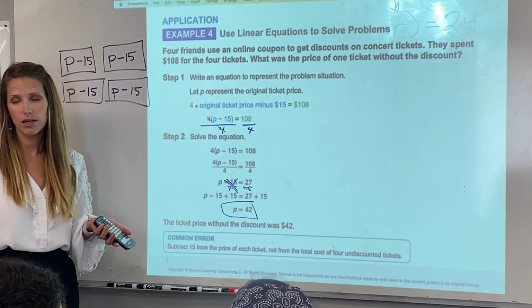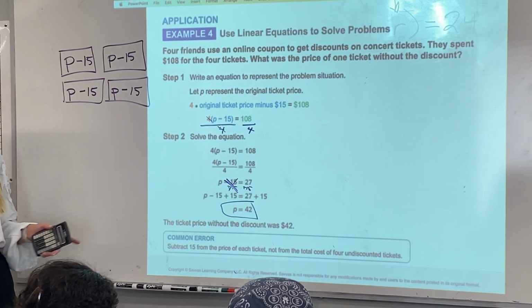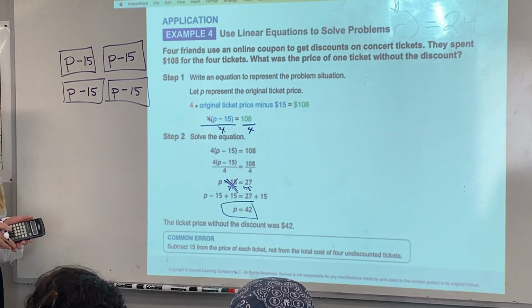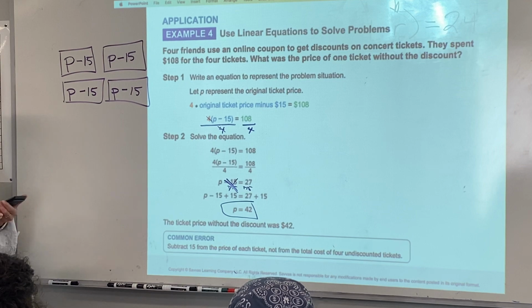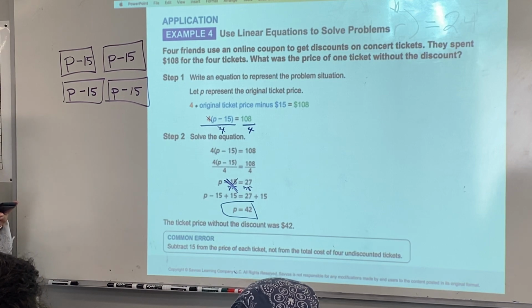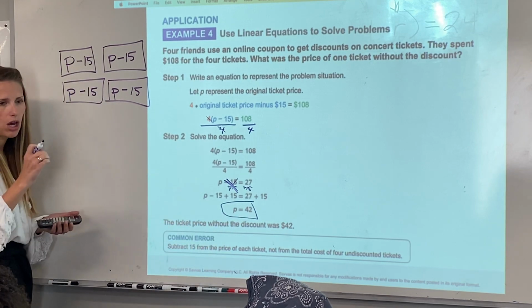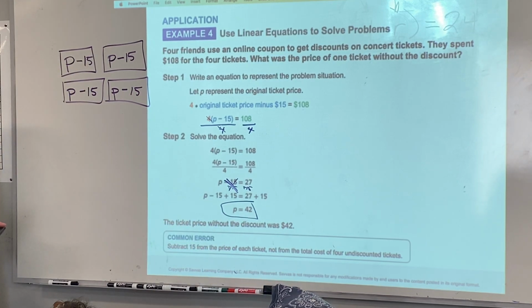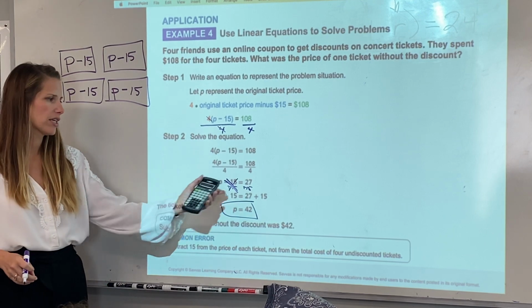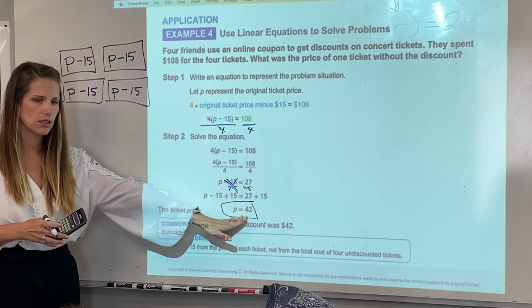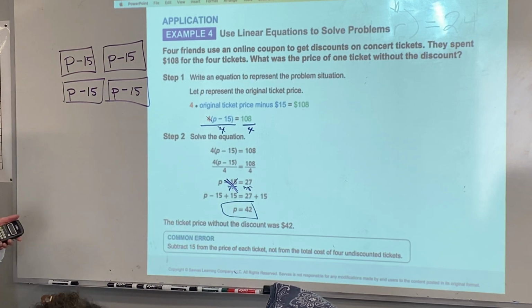A question on your homework might say, and what was the price with the discount? Then you would say, well, it was 27, it's 15 less than that. You guys okay on that one? And that is for each ticket. Each ticket originally cost 42, but when they got that coupon, it was $15 off of each one. So each ticket was 27. So to answer their question, the original price for each ticket was 42.